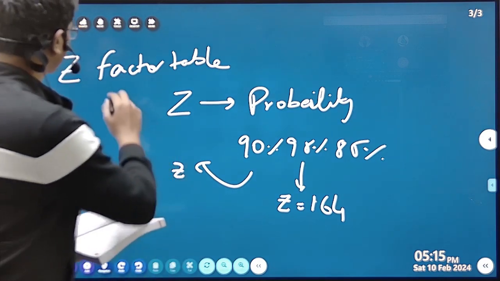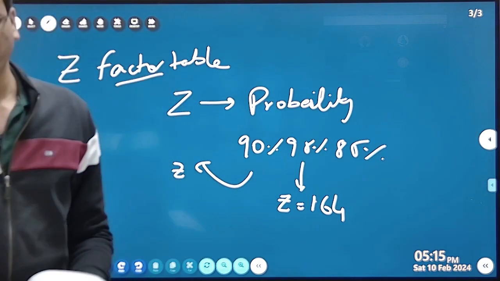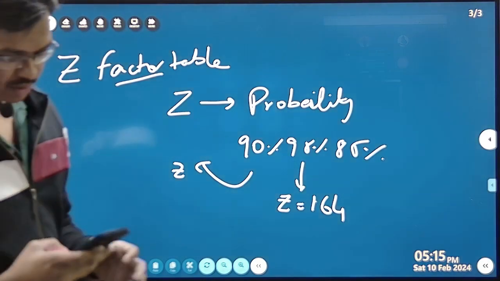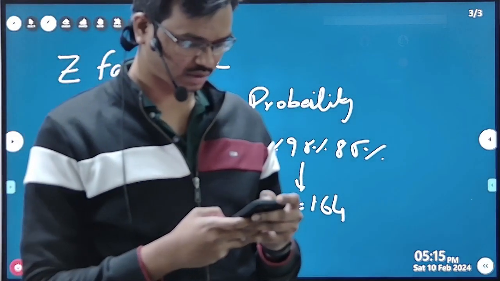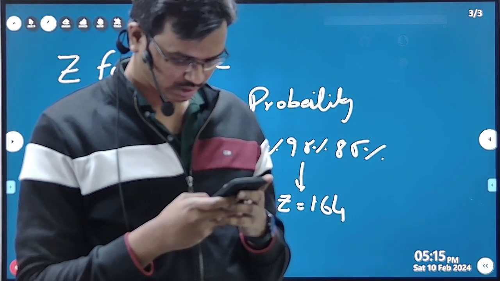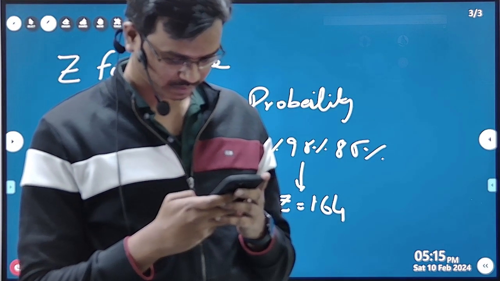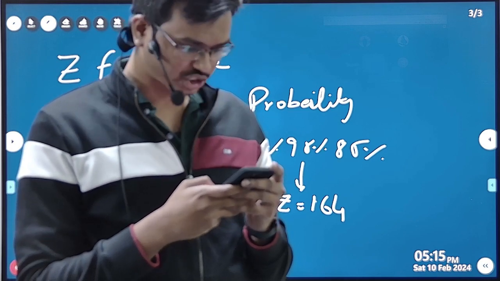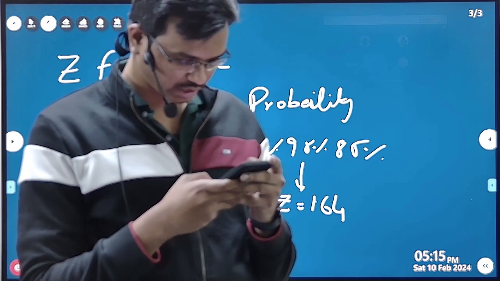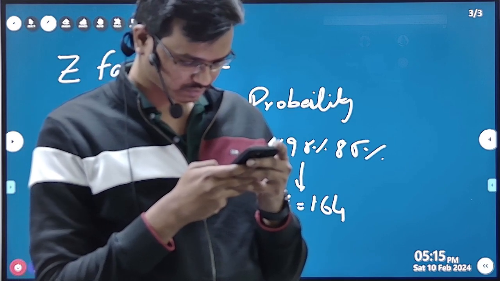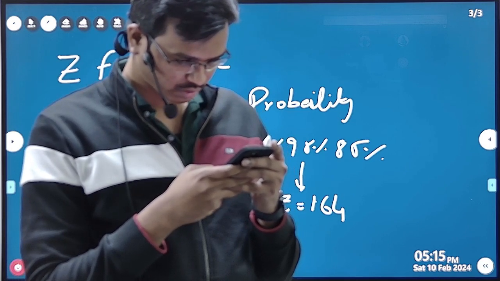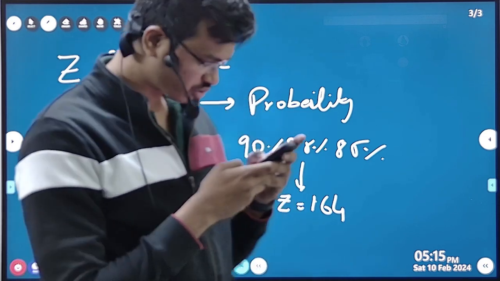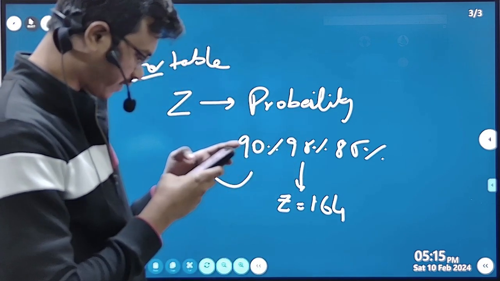So there's a Z factor table. This is a constant, universal table, so you can Google that. I'll show you the table. In the question he has to give you the value, but here he has not given it. If you just Google that Z score table, you will find it.